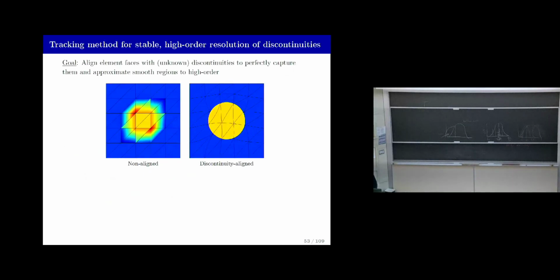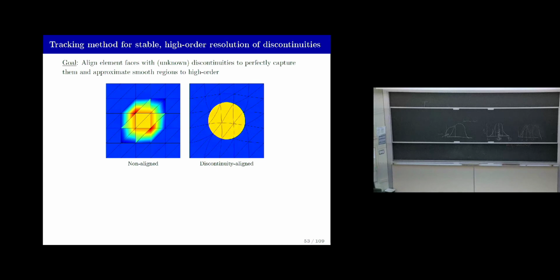So this is what the next part of the talk is about: how we can actually use optimization to do this. So here's the goal. We want to align element faces with an unknown. That's the key, is that I don't know where these discontinuities lie. That's what makes this problem hard. Otherwise, you could just mesh them, with the unknown discontinuities, so I can perfectly capture them and then approximate the solution on either side of it using my nice high-order smooth basis.